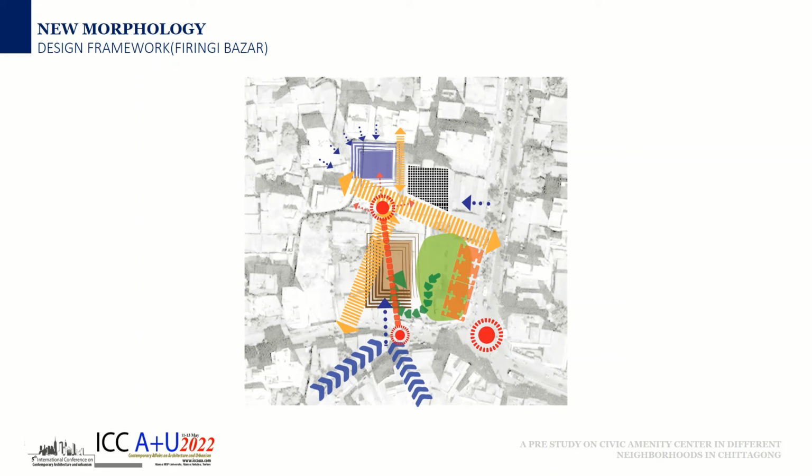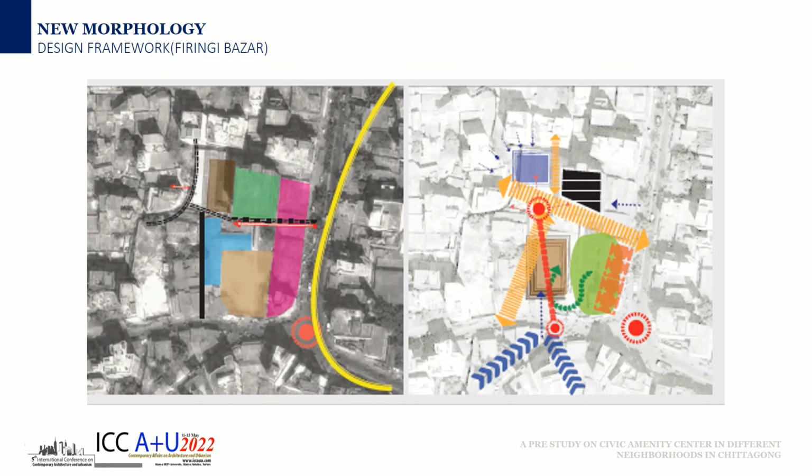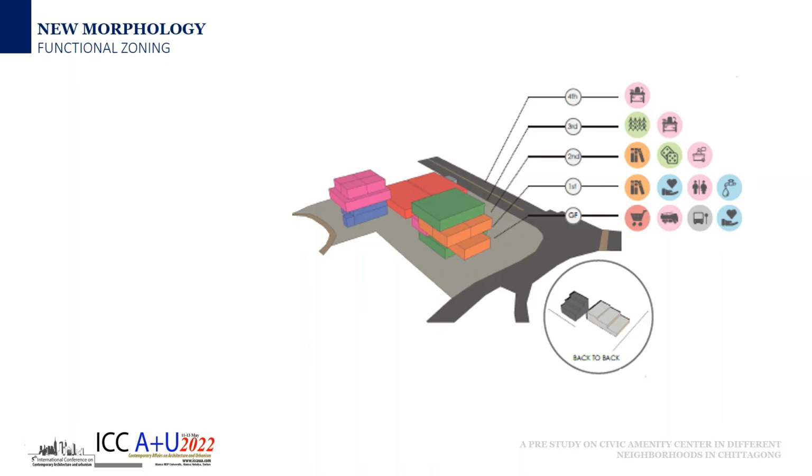And this one is a previous conserved building or previous functional building adjacent to our amenity center. So this is the final design framework of Firingi Bazar. This is the functional zoning and form orientation based on the findings and achieved guideline.